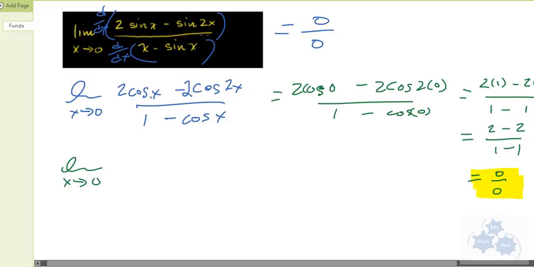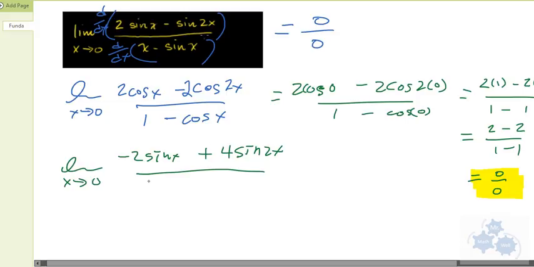Okay, so what's the derivative of 2 cos x? The derivative of cos is negative sine, so negative 2 sine x. What's the derivative of cos 2x? Well, we just said the derivative of cos was negative sine, so we've got negative 2 sine 2x. Chain rule says I have to multiply it by 2. So we have negative, negative, that's positive, 4 sine 2x. Okay, does that make sense? Did I do that right? I think that's right.